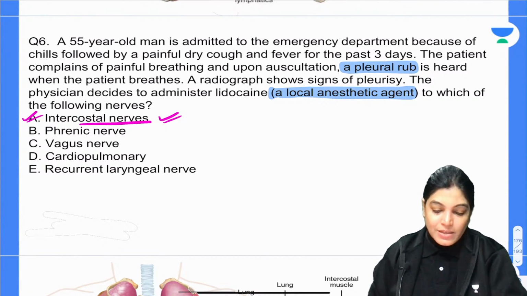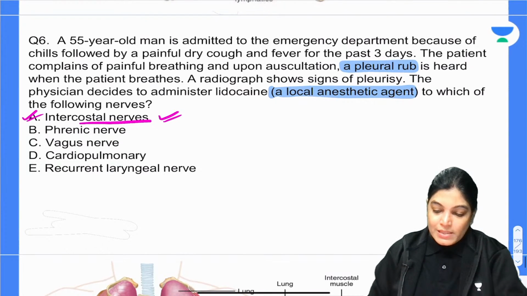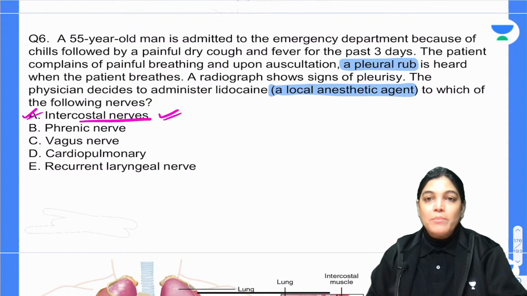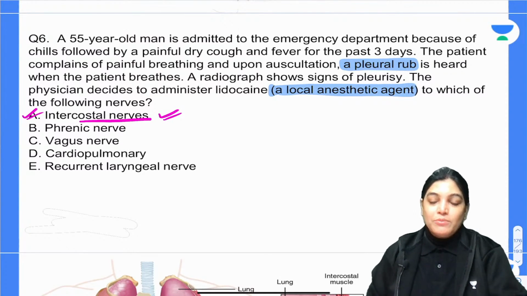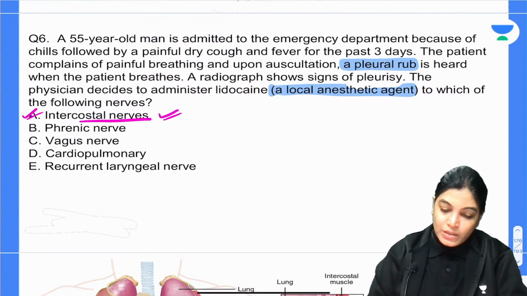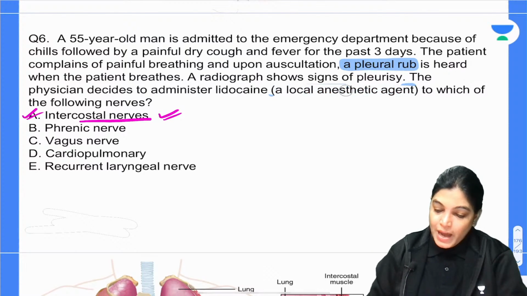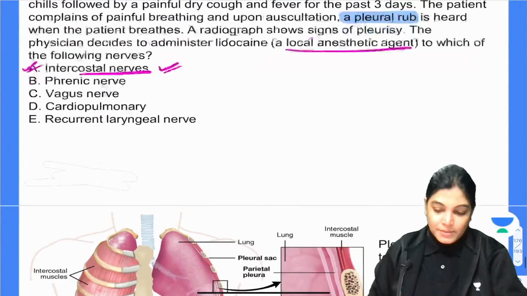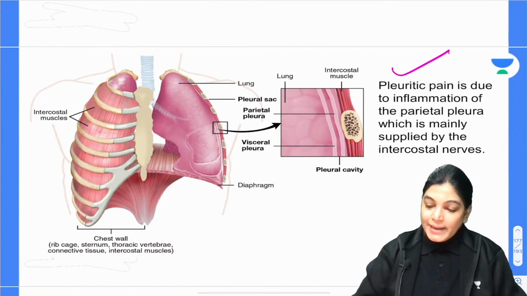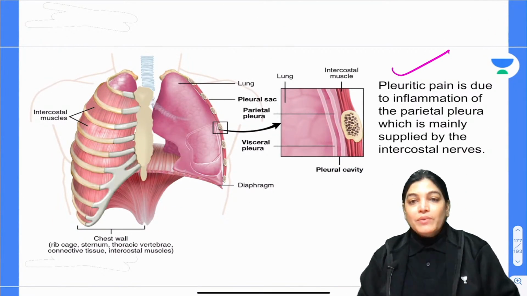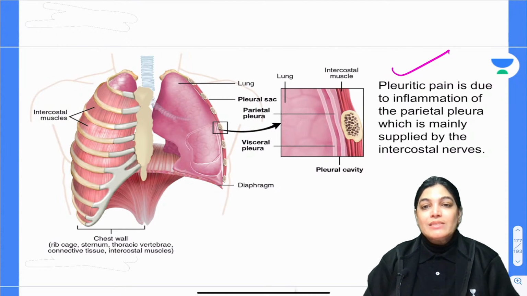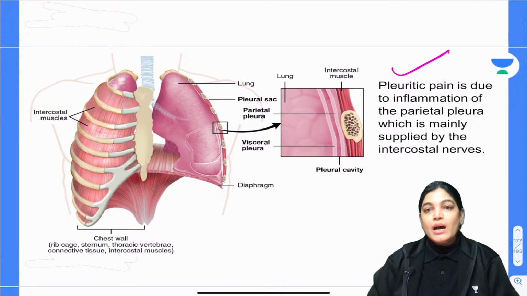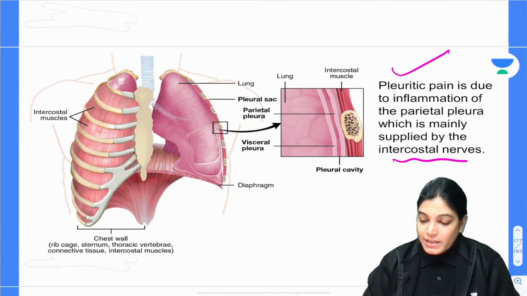Why? Because this is a case of pleurisy. It is a case where the signs show the pleural rub. So pleura is affected and pleurisy is the case, and we know that the pleura is getting innervation from that of intercostal nerve. So we will go with intercostal nerve as the correct answer. So see here, pleuritic pain is due to inflammation of the parietal pleura, and parietal pleura is having the innervation by intercostal nerve.